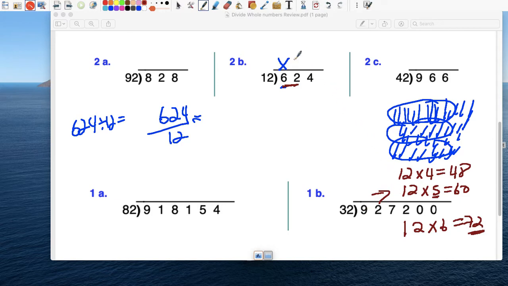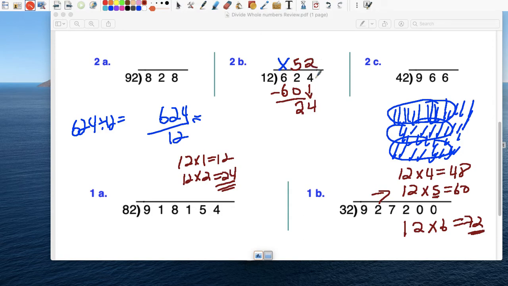12 times 5 is 60, so I'm going to put a 5 over here. Restamos. Right, and 2 left over. We bring the 4 down. Can 12 go into 24? Yeah. How many times? Well, 12 times 1 is 12. What's 12 times 2? 24, exactly. Good. So 12 goes into 24 2 times. So my answer is 52. So in your calculator, go ahead and put 624 divided by 12. See if you get 52.